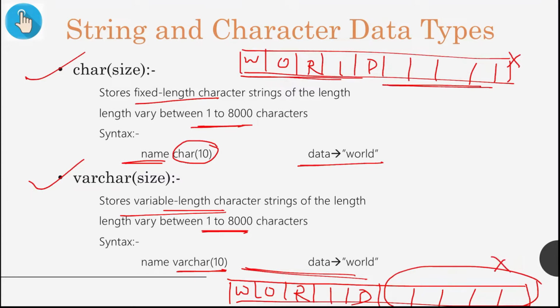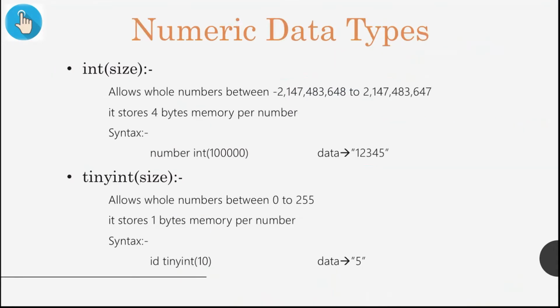So there will be no waste of our memory, and by this we can have our program in a much simpler way where the memory is not being used in a large amount. Now if you want to store special characters, then NCHAR is used to store the special characters. This is all about the string and character data type.